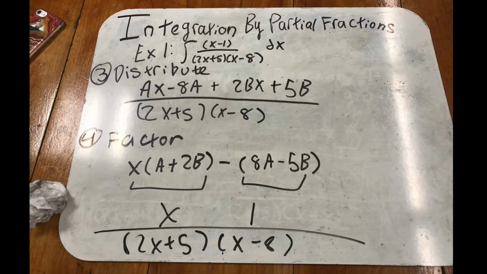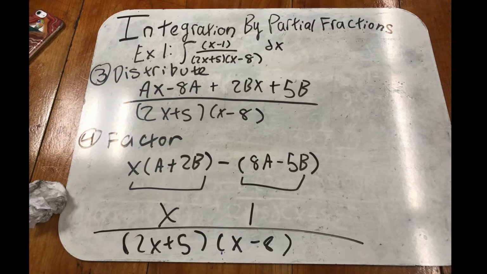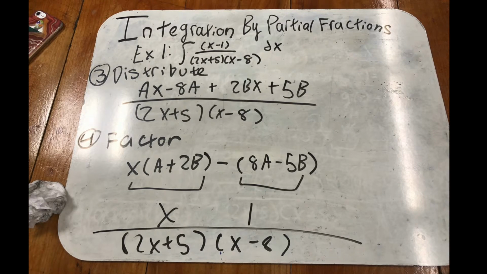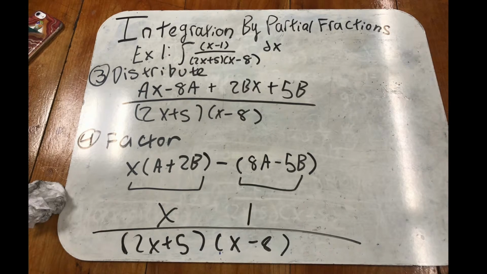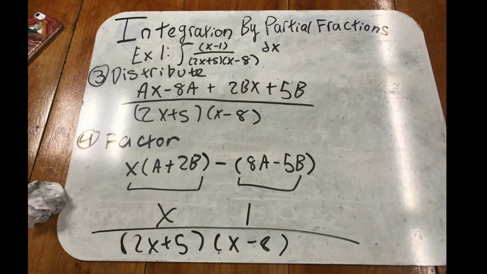And the next thing you want to do is distribute. So you are going to multiply out a times x minus 8 and then b times 2x plus 5. So you have a simplified version of your numerator over the denominator. So in the original integral, the numerator is x minus 1. So you want to get your numerator of your new fraction in a similar format. So you will take out the x to get x times a plus 2b minus 8a minus 5b.